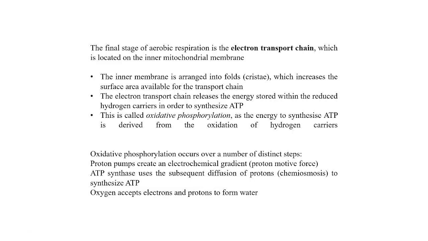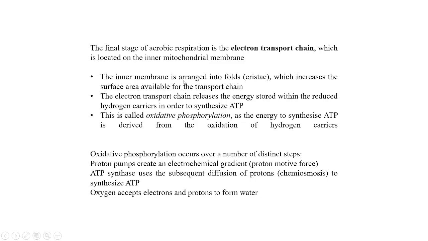So the final stage of aerobic respiration is the electron transport chain, which is located on the inner mitochondrial membrane, and this process has very distinct steps. There are proton pumps that create an electrochemical gradient between the outer compartment and the inner compartment. That's called the proton motive force, or PMF. The ATP synthase is basically in the structure of a rotor. It uses the subsequent diffusion of protons to synthesize ATP, and oxygen accepts electrons and protons to form water.